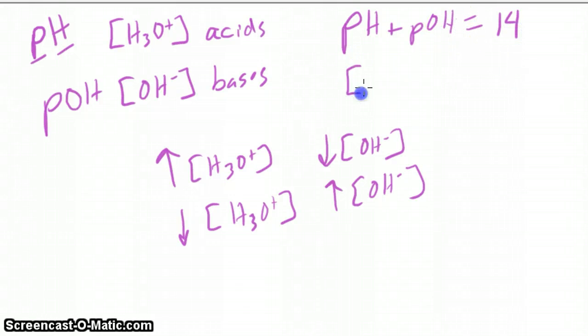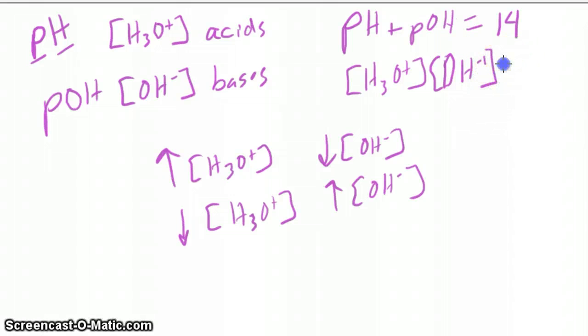And this comes directly from the equation that hydronium concentration times the hydroxide concentration is equal to 1 times 10 to the negative 14. Again, you'll notice the 14 there and the 14 there. pH is the negative log of this. pOH is the negative log of hydroxide. And if we take the negative log of 1 times 10 to the negative 14, we get just 14. So that's where this is coming from.